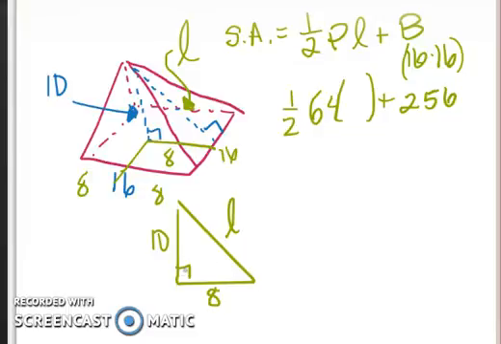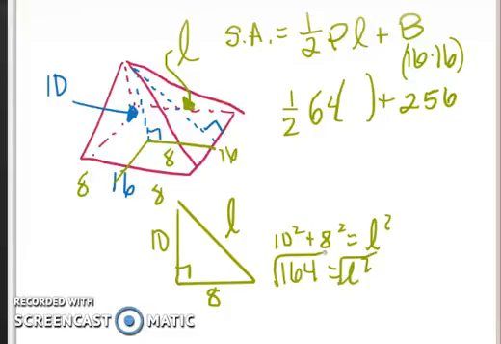Given this information, we're going to use the Pythagorean Theorem. So you get 10 squared plus 8 squared equals L squared. In my calculator, we get 164 equals L squared. So take the square root of that, and this actually reduces to 2 rad 41, or you could just use the square root of 164. But we're going to put that in here: 2 times the square root of 41.